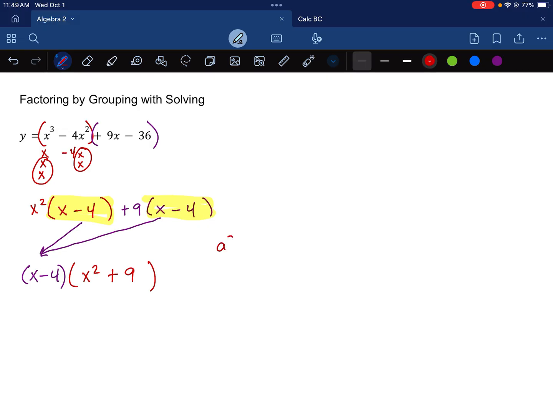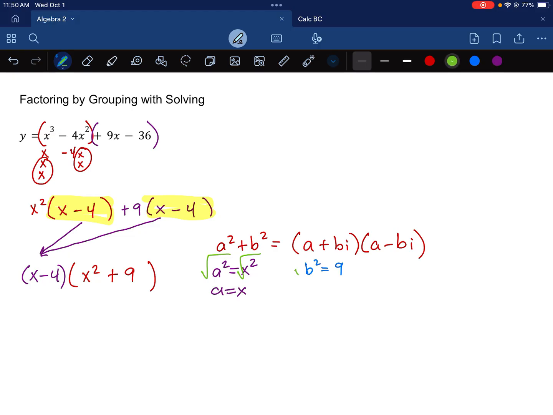So it's like a squared plus b squared. We know that factors into a plus bi and a minus bi. So what we're going to do here is set a squared equal to x squared and do a little mini solving, and b squared equal to 9 and do some solving. So when I square root both sides, because that's what gets rid of a squared, we know that a is going to equal x here. When I square root the second equation, b squared and 9, we know that b will equal 3.